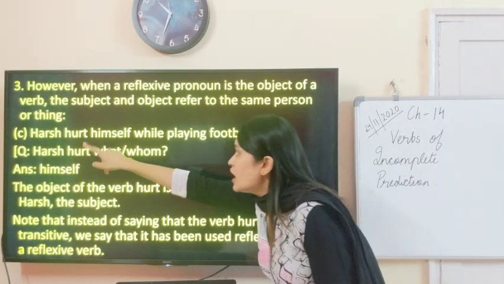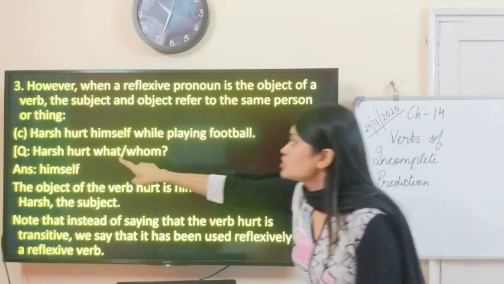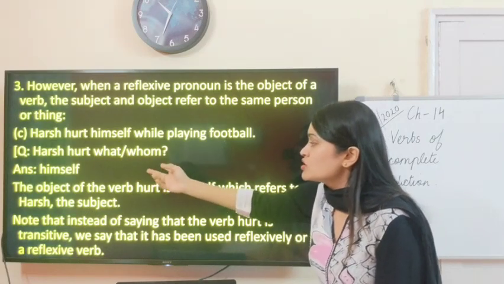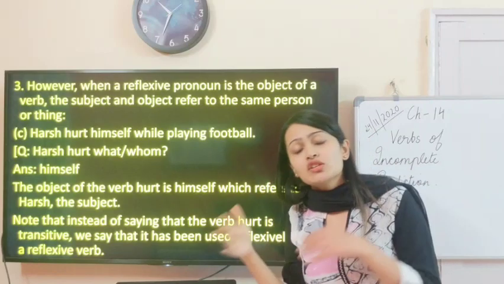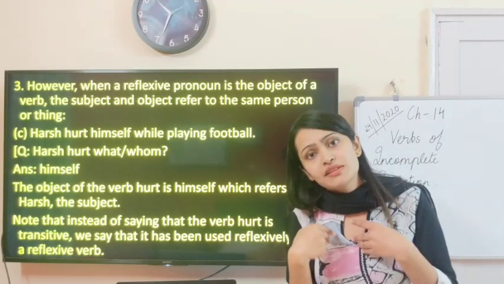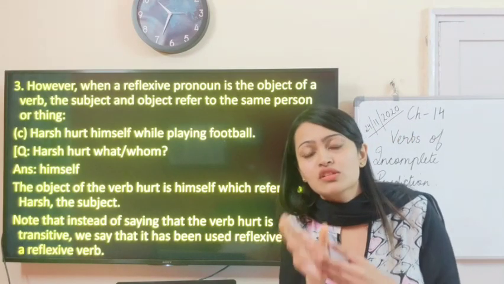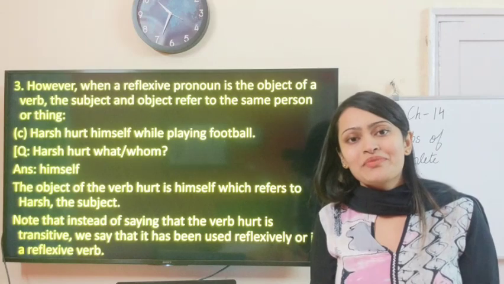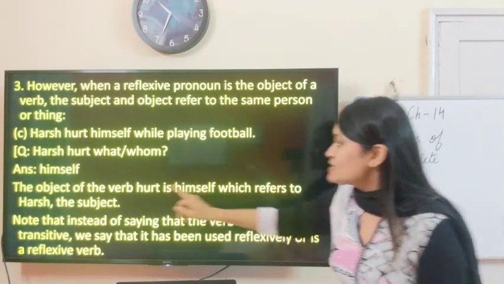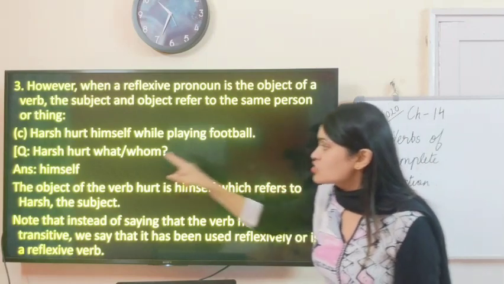For example, Harsh hurt himself while playing football. Harsh hurt what? Harsh hurt whom? Himself. So in this case, children, the subject and object is the same person. Harsh is hurting himself only. Whenever a reflexive pronoun is used in the sentence, the subject and the object will be the same. In that case, the object of the verb hurt is himself, which refers to Harsh, the subject.